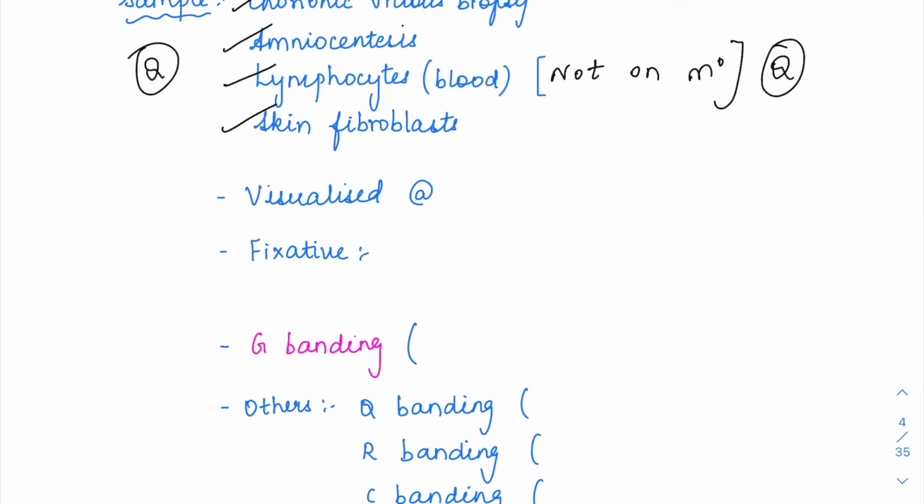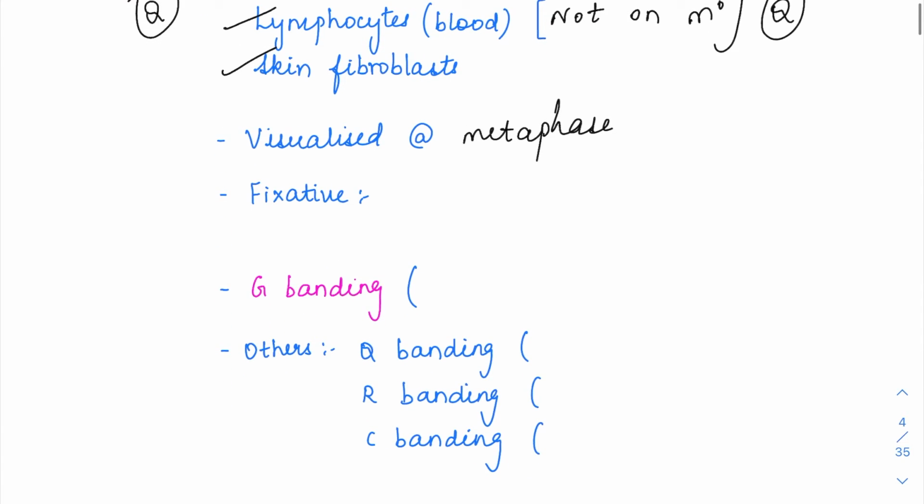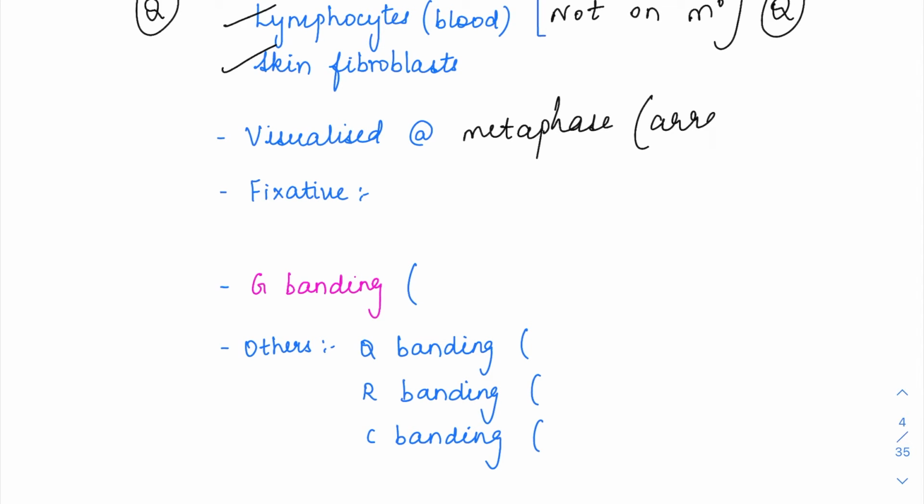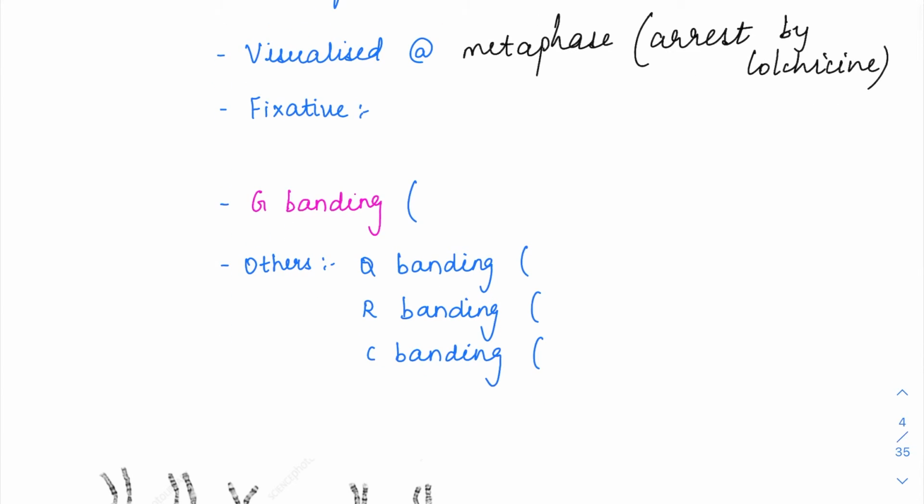So usually we view the karyotype, that is the chromosomes, at the metaphase. So at the metaphase, you are going to visualize the chromosomes. You are going to stop the mitosis at the metaphase by using colchicine. So arrest is done by colchicine. After this, we'll have to fix the chromosomes. So the fixative used here will be Carnoy's fixative.